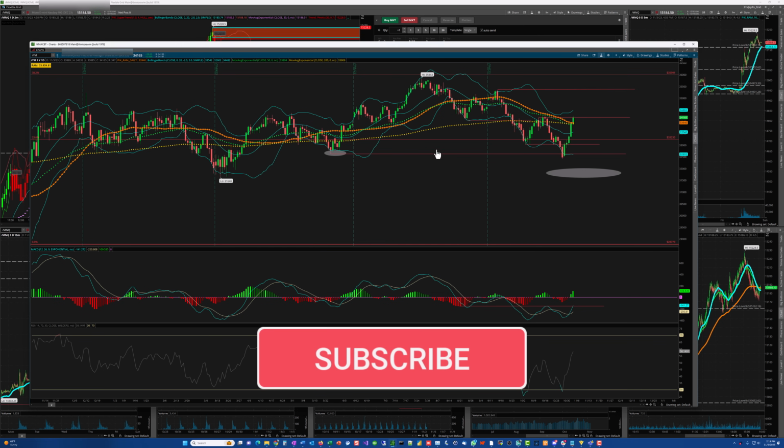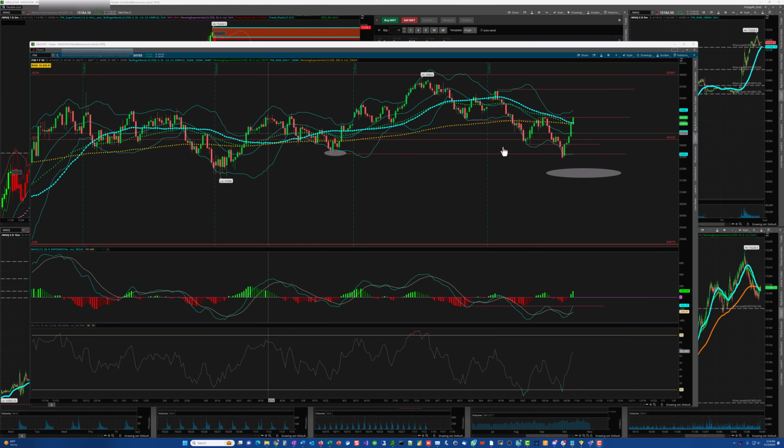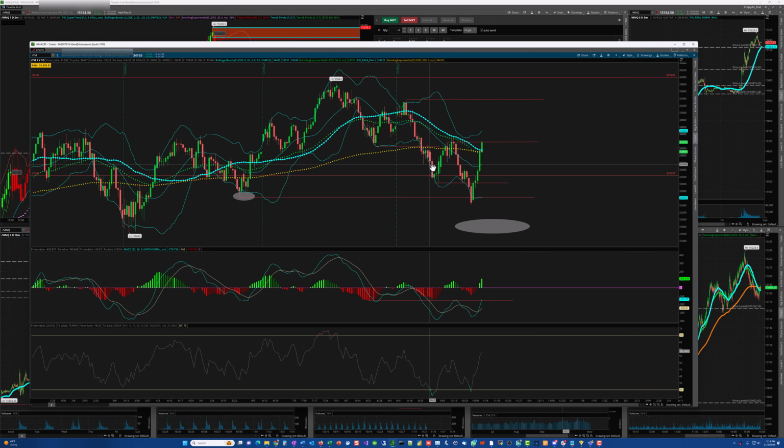Actually, let me change my RAM indicator. Hold on. Okay, so I changed the RAM indicator as well. Sorry, I had to pause it. A lot of background noise. Anyways, so here we go.